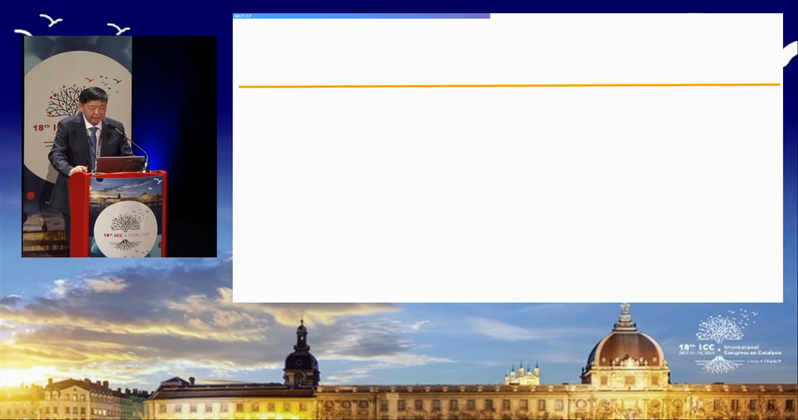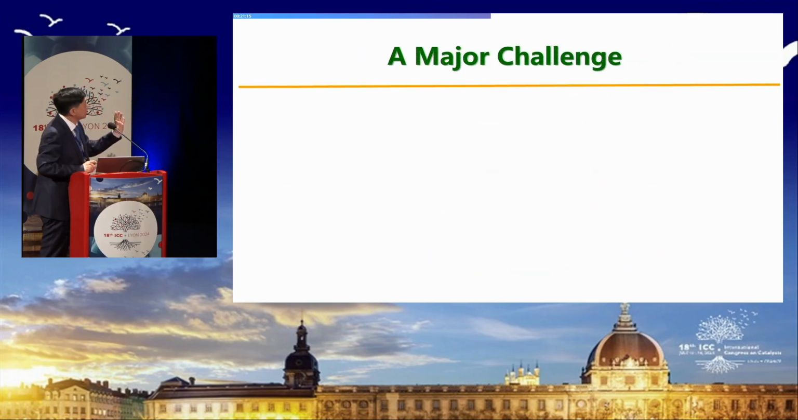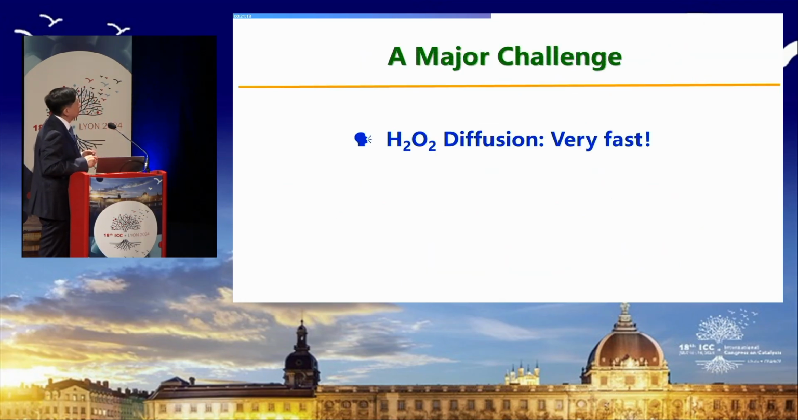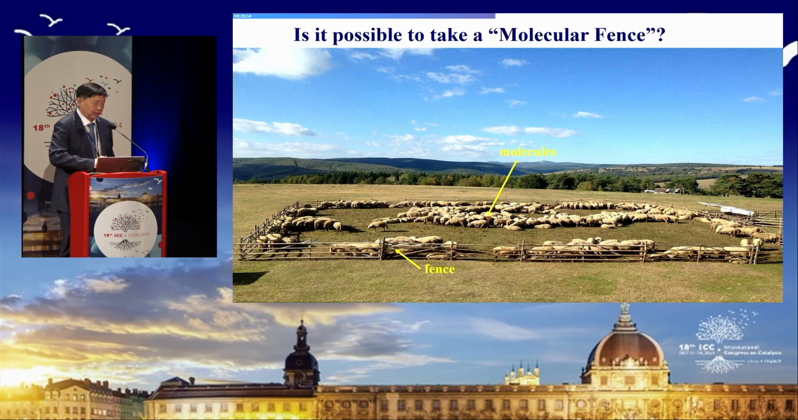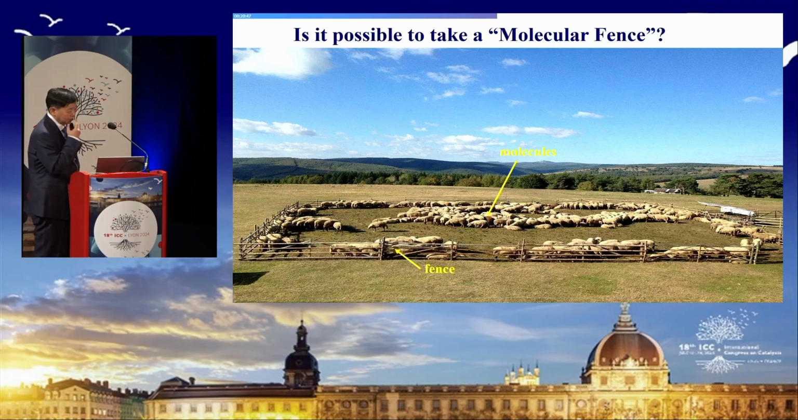But why? We found that the major challenge is that hydrogen peroxide diffuses very fast. There is no way to make the reaction between the hydrogen peroxide and methane. So the question is: is it possible to construct molecular fins to handle the diffusion of hydrogen peroxide? We try to make a new idea. It's possible to make molecular fins.